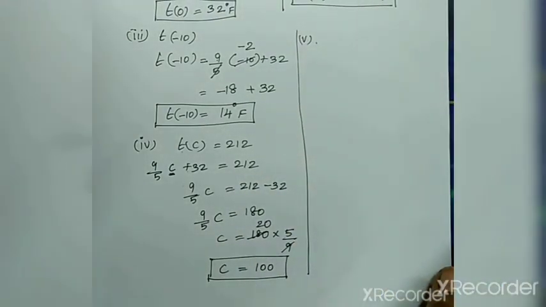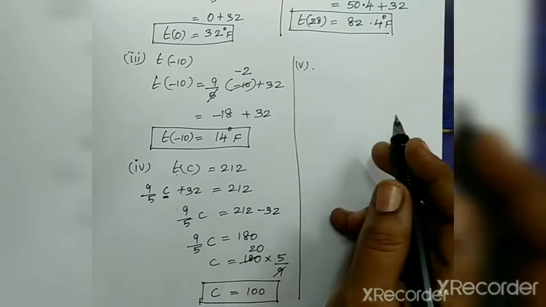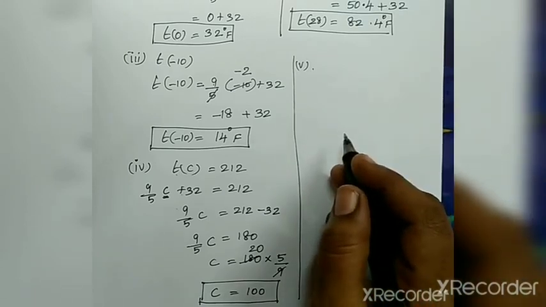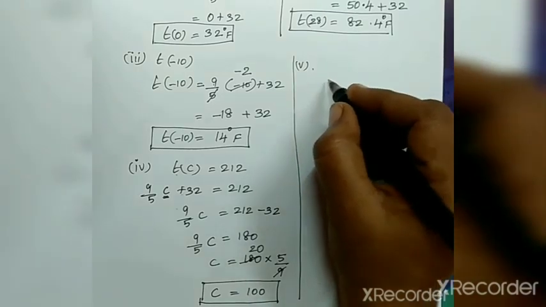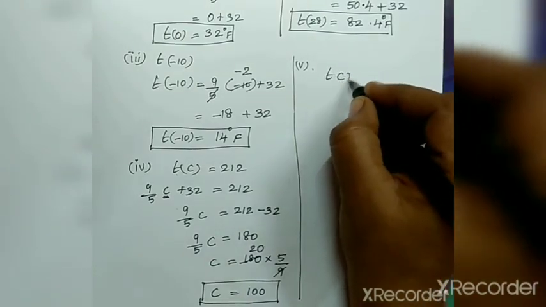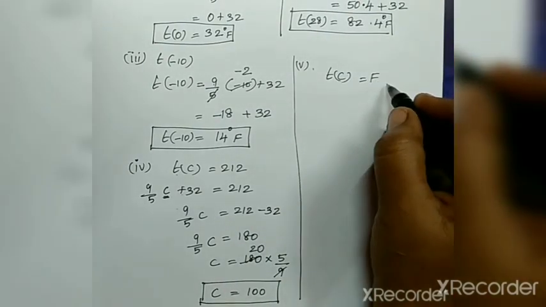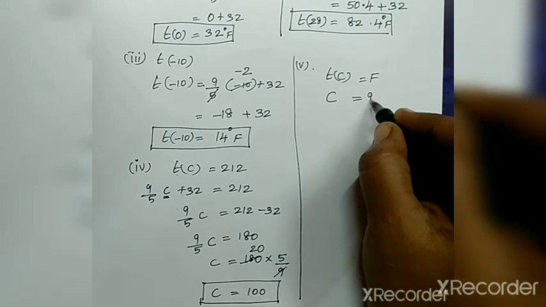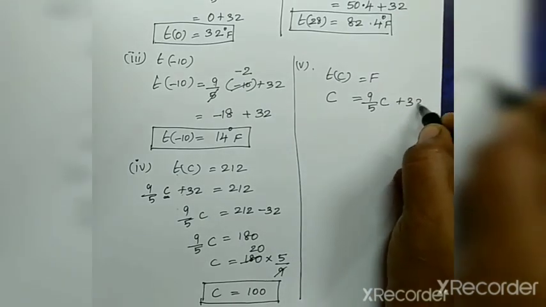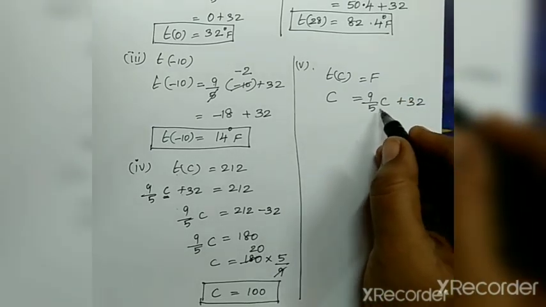Next, we are going to see the fifth sum. The fifth sum is given like this: at what temperature is the Celsius value equal to the Fahrenheit value? When are Celsius and Fahrenheit equal? That is asked here. So that is F equals C. T of C equals F is given in the question. Both are equal. Equal means T of C is C and F is 9 by 5 into C plus 32.